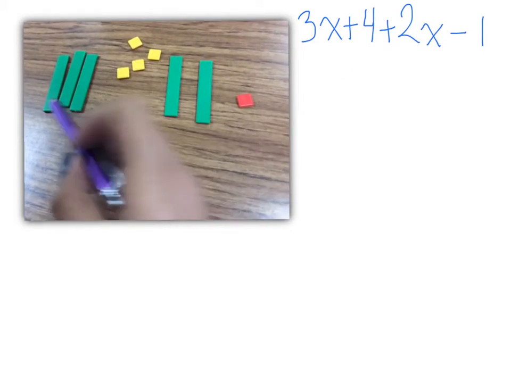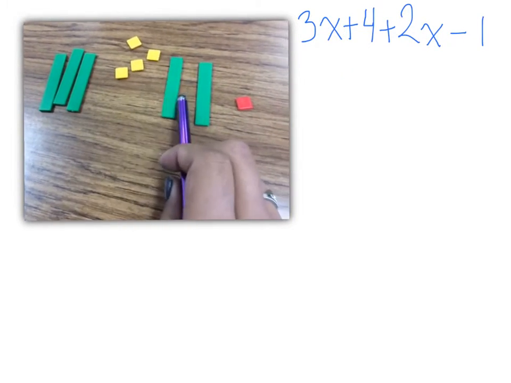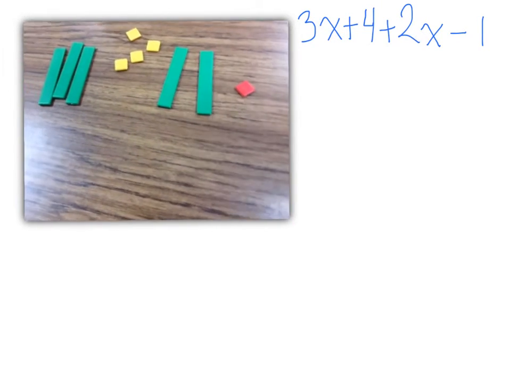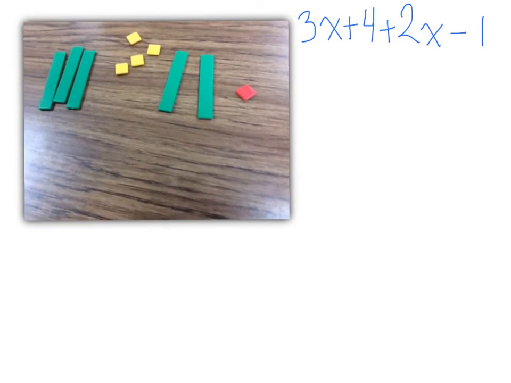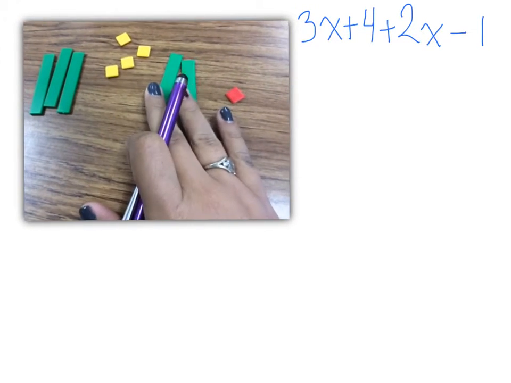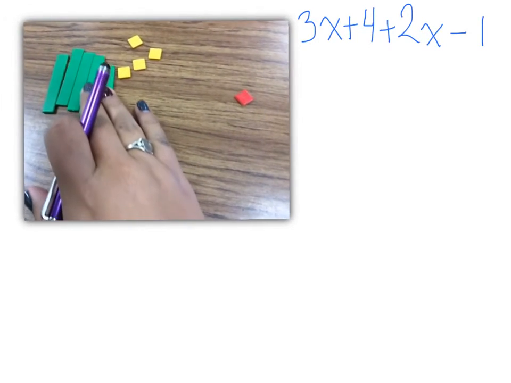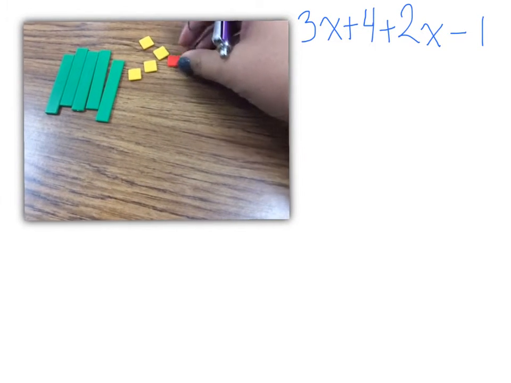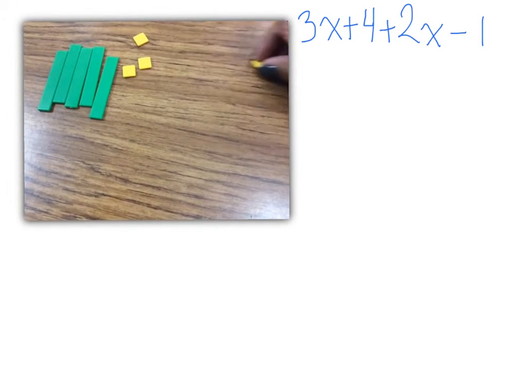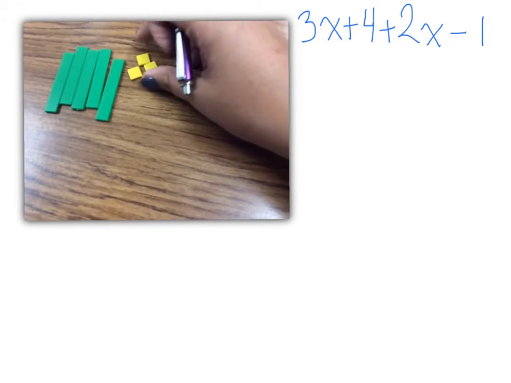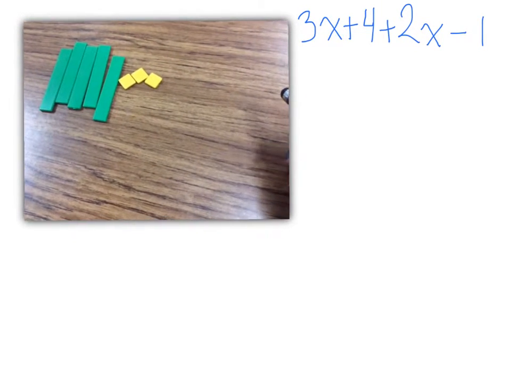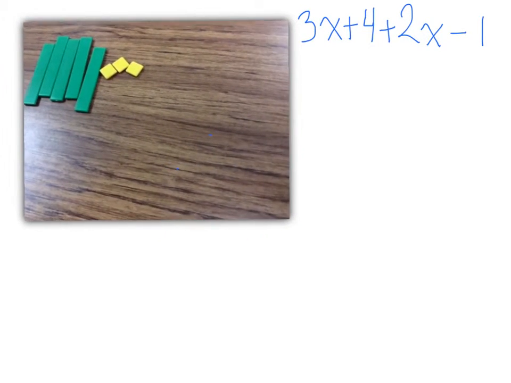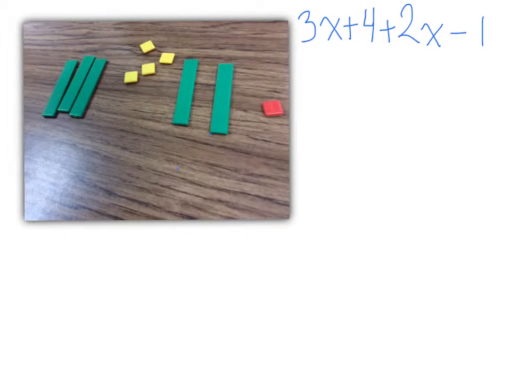Okay, so here is the next problem. 3x plus 4 plus 2x minus 1. And as you can tell, this is not simplified yet. So what we're going to have to do is simplify this expression. It's easy to visualize with the algebra tiles that these x terms all go together and that I can pair up a negative and positive pair, and those will cancel out and become 0, and this is what I would be left with.